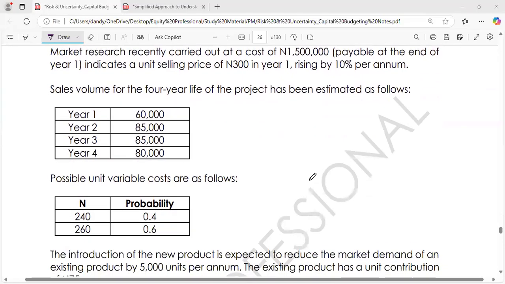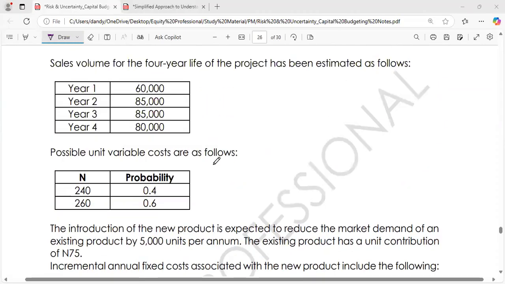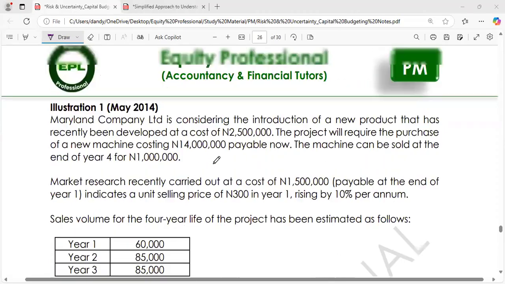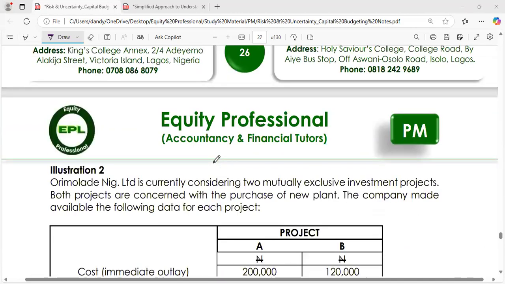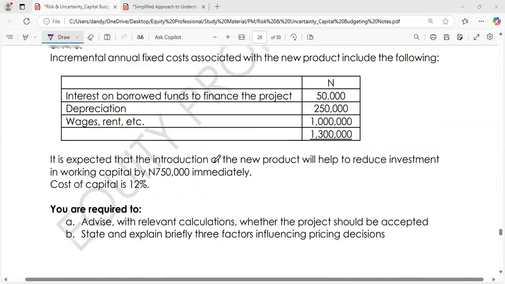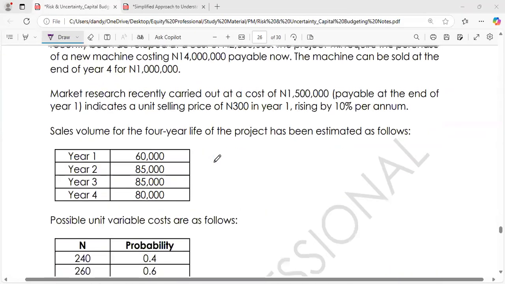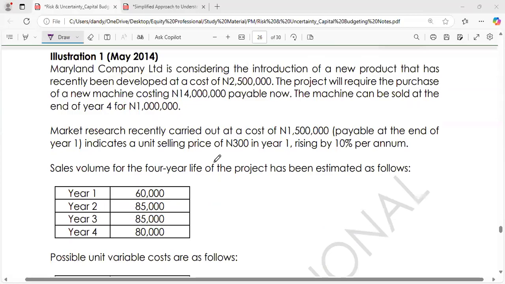let me see. If I'm able to solve about 3 illustrations, then I'll be fine. All right, let me see. Okay, let's start with illustration number 1. Yes, I will read this.